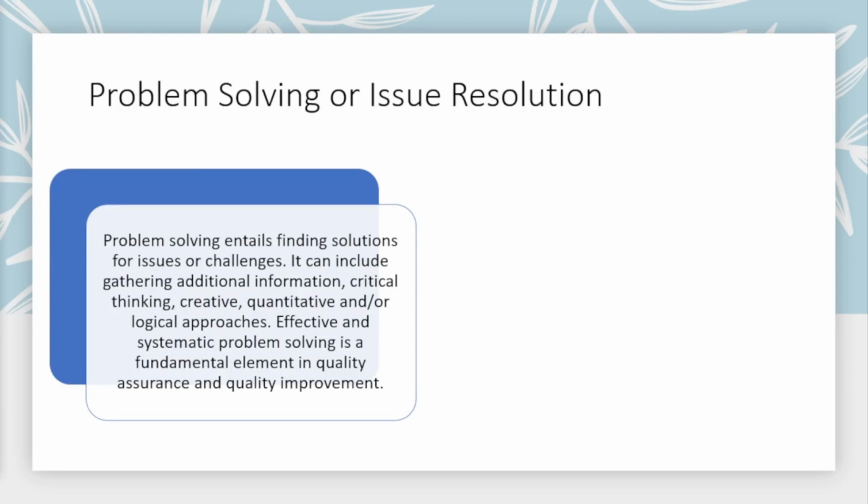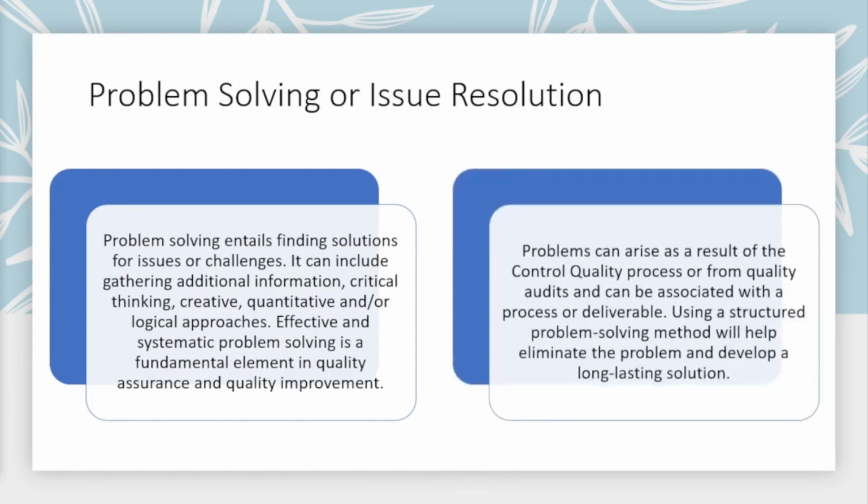It can include gathering additional information, critical thinking, creative, quantitative, or logical approaches. Effective and systemic problem solving is a fundamental element in quality assurance and quality improvement. And that's why you find problem solving in 8.2 in manage quality. Problems can arise as a result of the control quality process or from quality audits and can be associated with a process or deliverable. Using a structured problem-solving method will help eliminate the problem and develop a long-lasting solution.